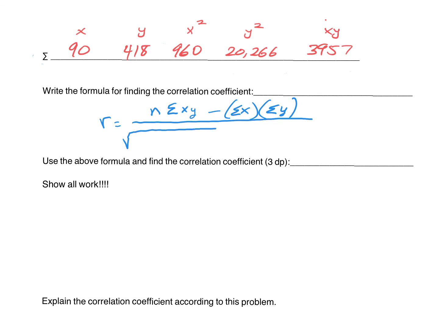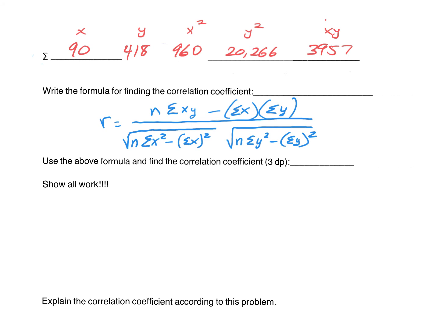The first one deals with my x's. So it's n times the sum of x squares minus the sum of my x's being squared. Times another radical, this one's going to have the y's. It's n times the sum of our y squares, take away the sum of our y's being squared. You need that formula. You must memorize it.